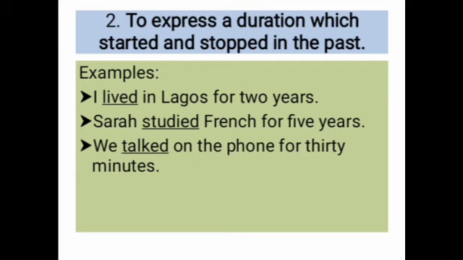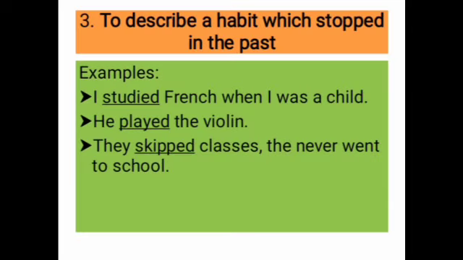Next one, we talked on the phone for 30 minutes. Talked is what? The verb in the simple past. Okay, telling us an action that took place for a particular period of time in the past, 30 minutes. Okay, all right. Let's go to the third use of the simple past tense, which is what?